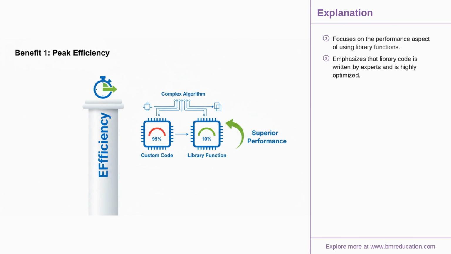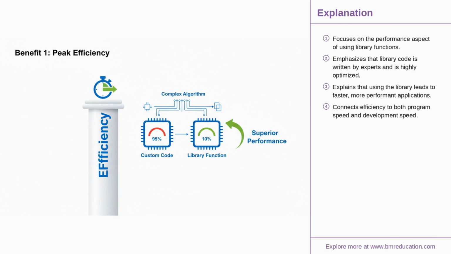Having established what a library is, let's look at the first major benefit: efficiency. The functions in the standard library, like sorting or mathematical calculations, have been written by C language experts. They are highly optimized for speed and minimal resource usage, often outperforming anything a typical programmer could write on a deadline. This lets you build faster programs faster.